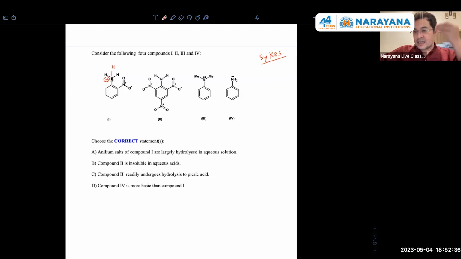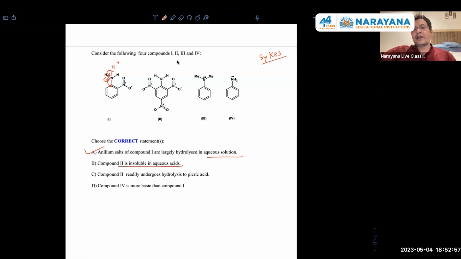Now the basic strength is reduced. Even if you go for anilium salt, it will immediately withdraw the electrons and move towards the resonance. In that case, H plus will easily release in aqueous solution. First statement is correct.